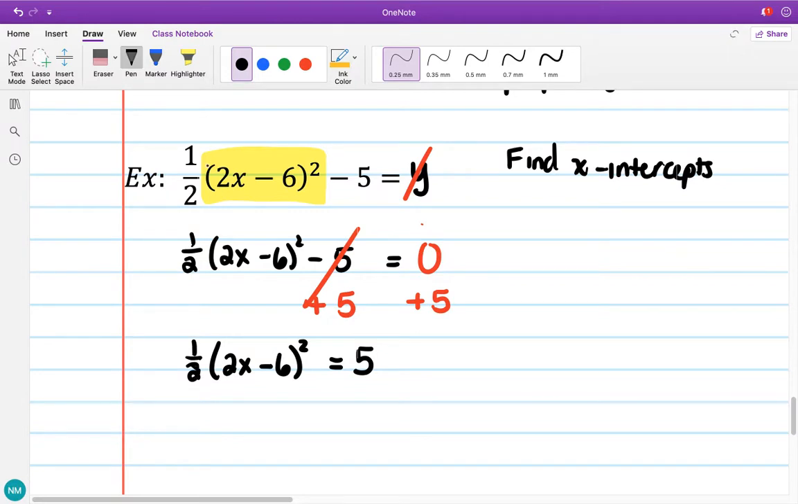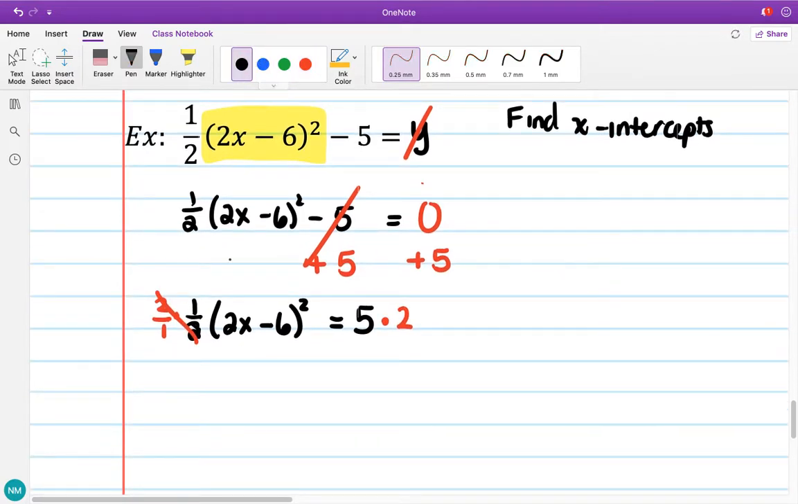Now, I need to get rid of this 1/2. I need to make it a 1, right? I essentially want a 1 up here. But what do I multiply 1/2 by to get 1? Or how do I cancel a fraction? You multiply by its reciprocal, which is 2 over 1. So I'm multiplying both sides by 2, or 2 over 1. This goes away, and I get (2x minus 6) squared equals 5 times 2, which is 10.